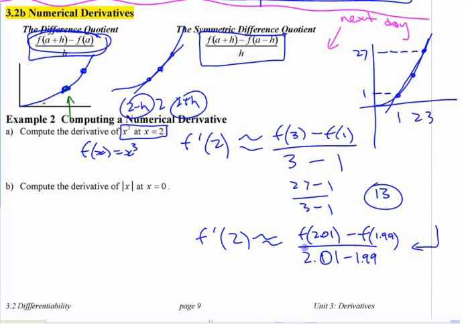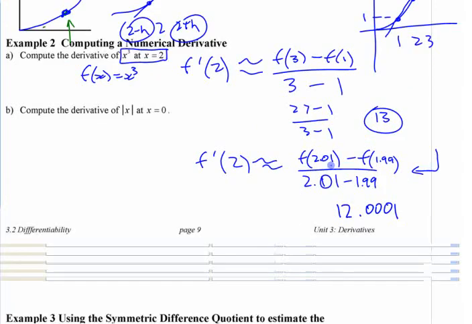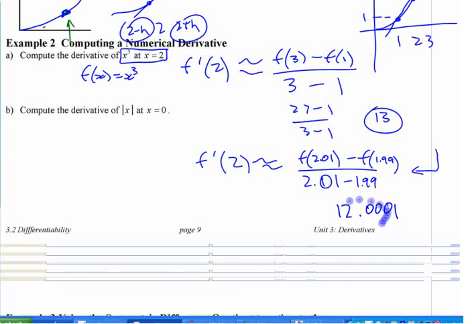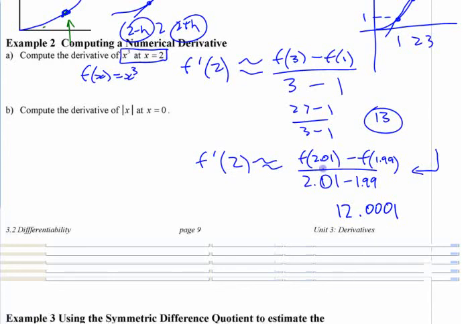What does this work out to if you did the slope here? 12 point something? How many zeros? 3 zeros and a 1. If you wanted to make it even better, you could make this 2.000. You could make it really close and it would be able to calculate it. If you do this, I think you find if you use points that are close enough, it's roughly 12. Okay?